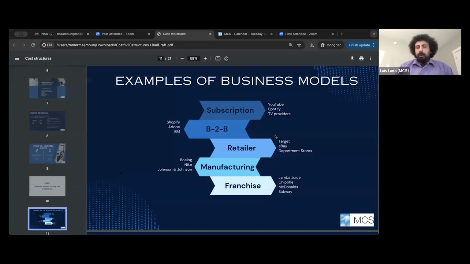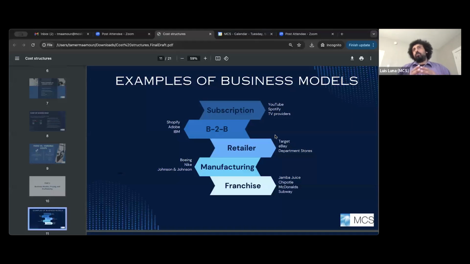Let's talk about different business models. The subscription model is typically where you'll have a free tier, and based on the types of services and the various value adds that the company has tiered out in their value tiers, is how that model is built. YouTube and Spotify and TV providers are good examples of that.